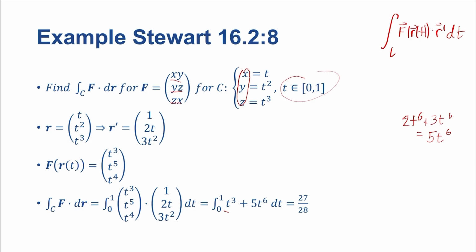Anyways, we integrate that between 0 and 1, again, very trivial. T cubed goes to 1/4 t to the fourth, so then that becomes 1/4, and then 5t to the sixth, you get 5/7 t to the seventh, or 5/7. So you add those both together, you get 27/28. That's a really simple example of how you do a line integral over a vector field. It's pretty easy to deal with.